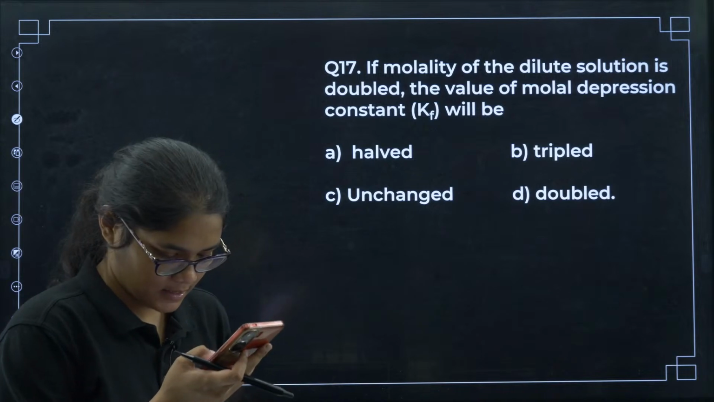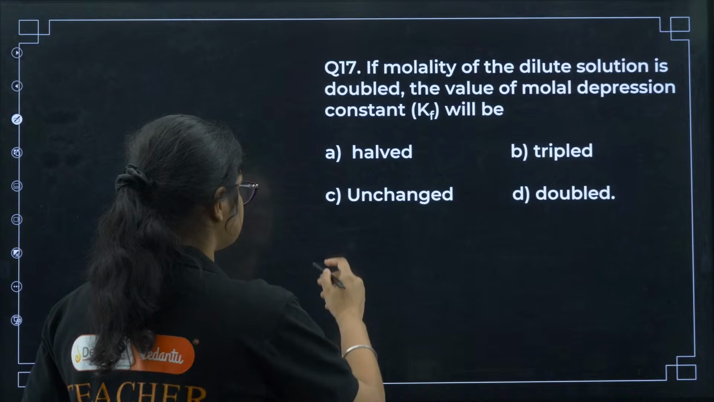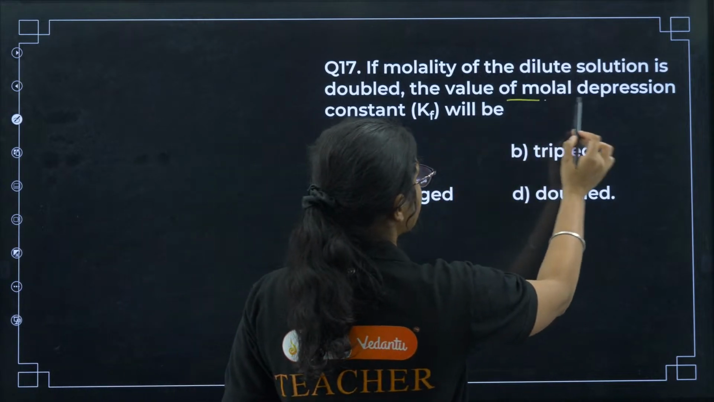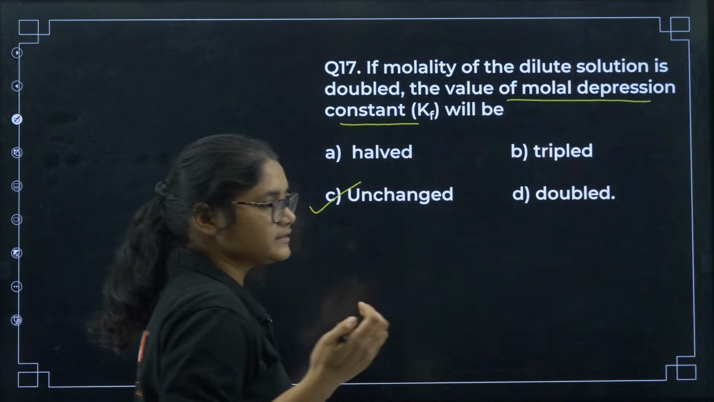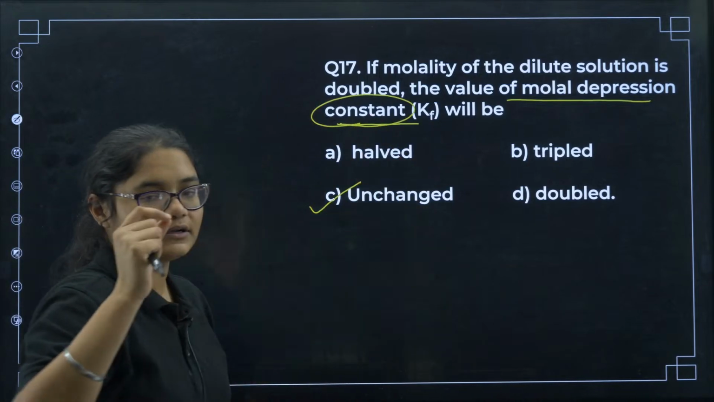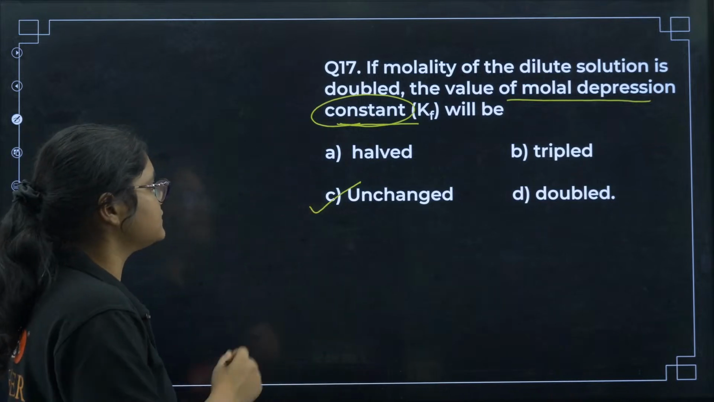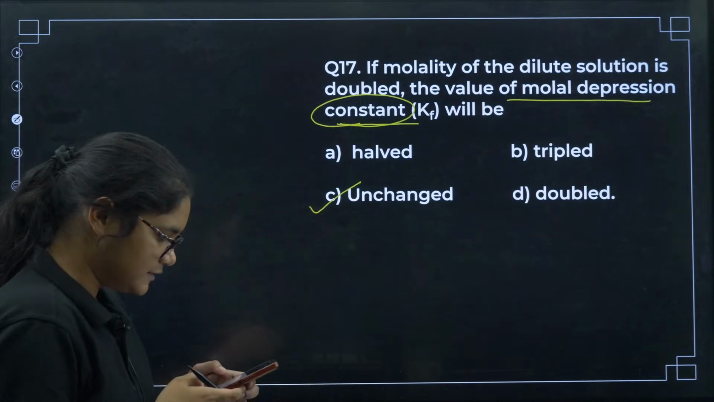17th, yes, Aisha is correct here. 17th C is the correct answer. This molar depression constant, it is a constant value. You can see the word constant is written, right? So when we use the term constant, it is a constant and it does not change. The correct answer for this question is option number C here.